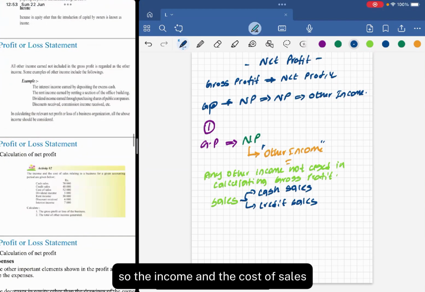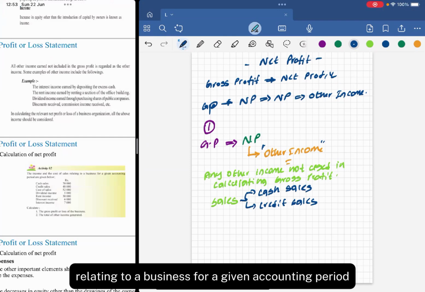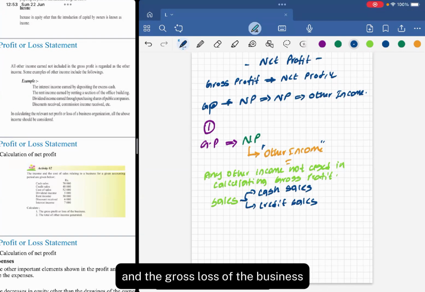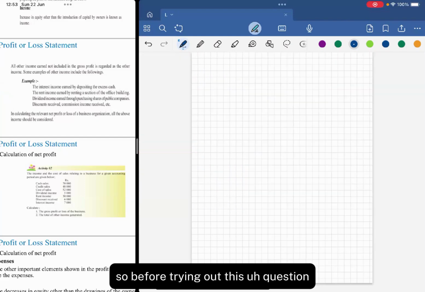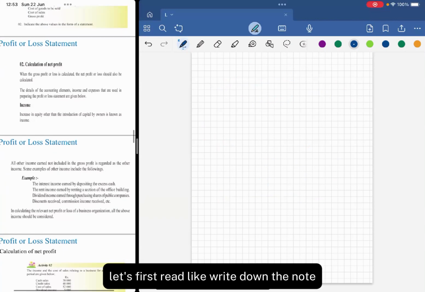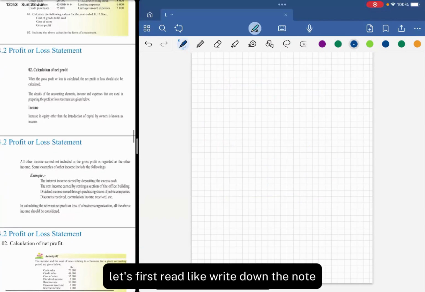The income and the cost of sales relating to a business for a given accounting period are given below. We have to calculate the gross profit or gross loss of the business and the total other income generated. Before trying out this question, let's first write down the note.